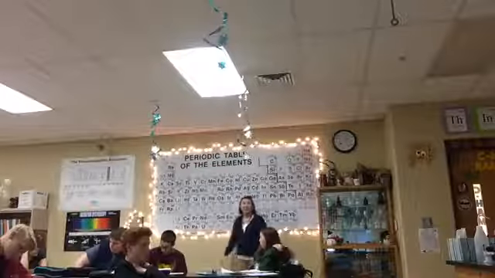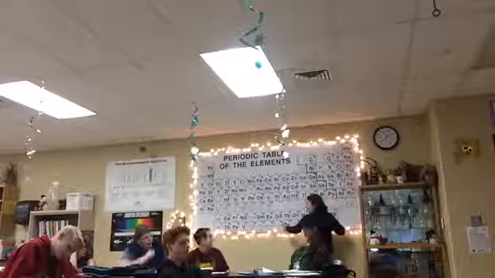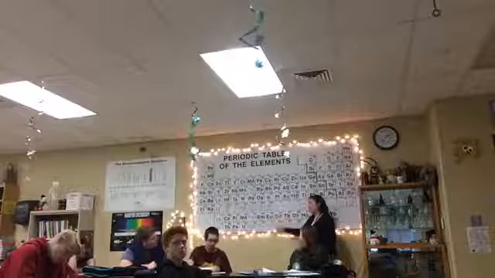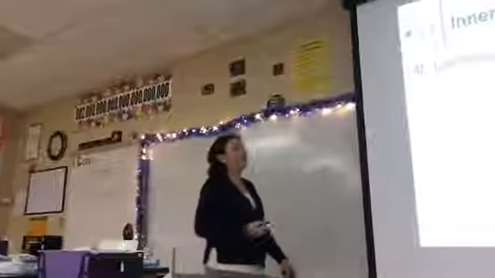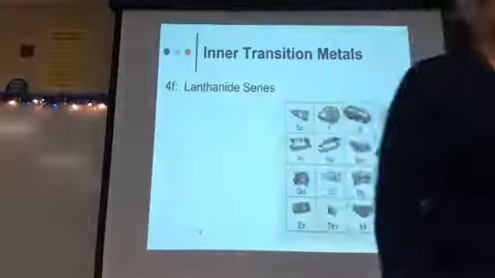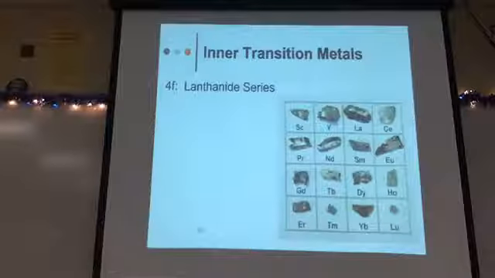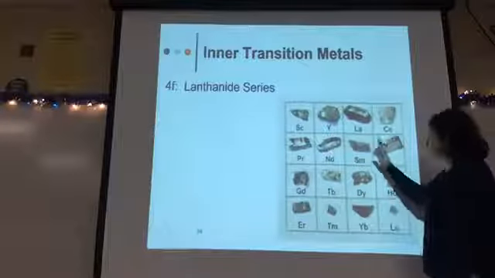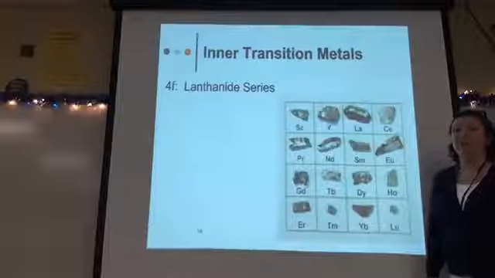Now down here, the next group is the inner transitions. The F group is called the inner transitions, or rare earth elements. But the 4F and 5F each have their own name. 4F is called the lanthanide series. The lanthanide series are just an extension of the periodic table. There's nothing major, nothing exciting about them. They all kind of look alike actually, don't they? They're just a group of gray metal elements.